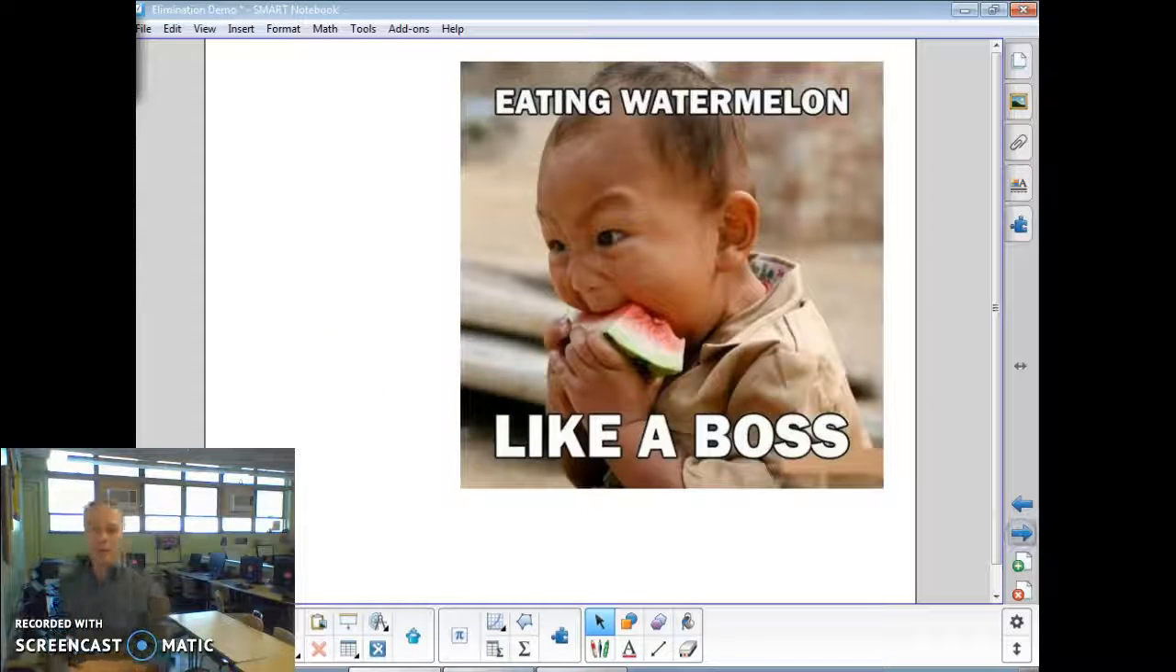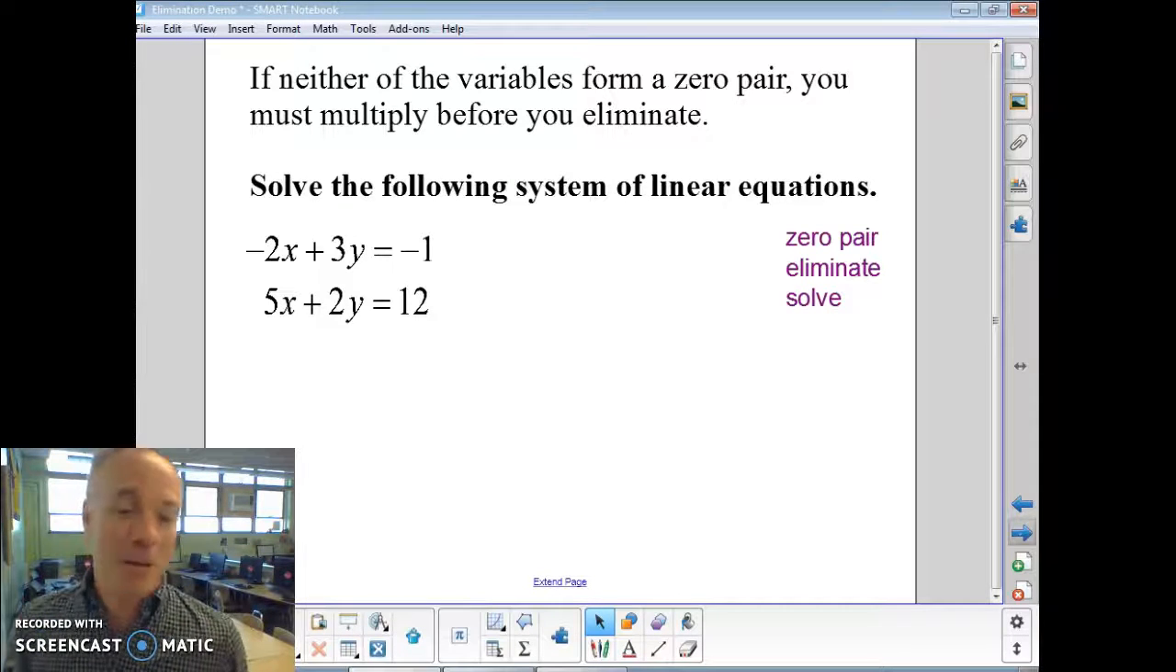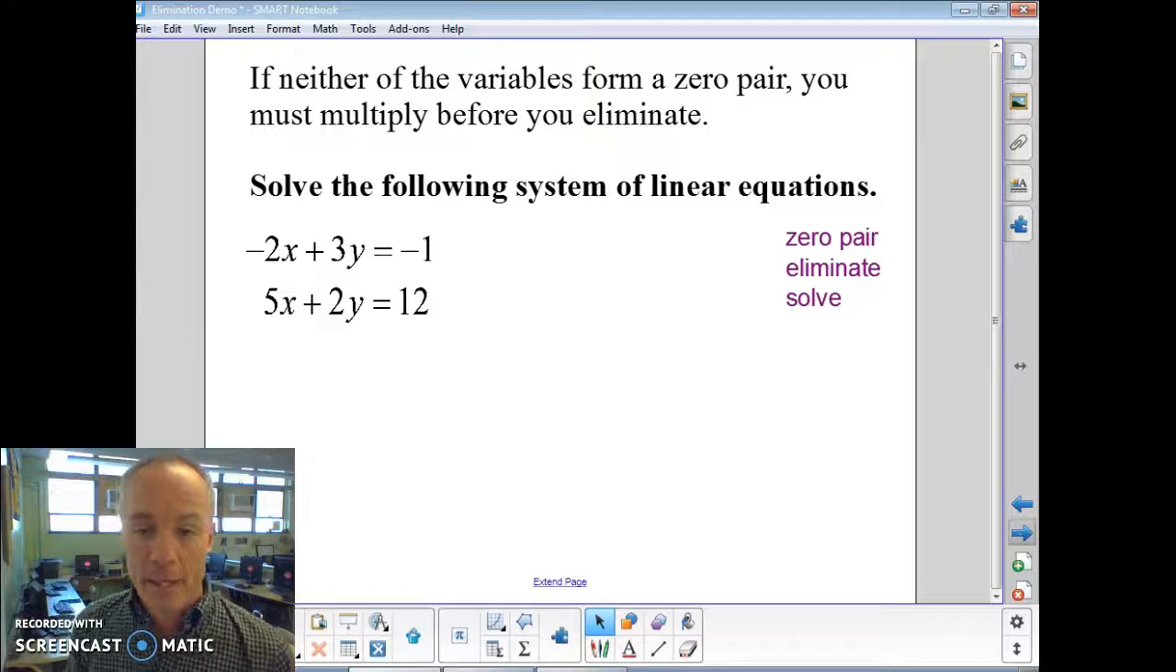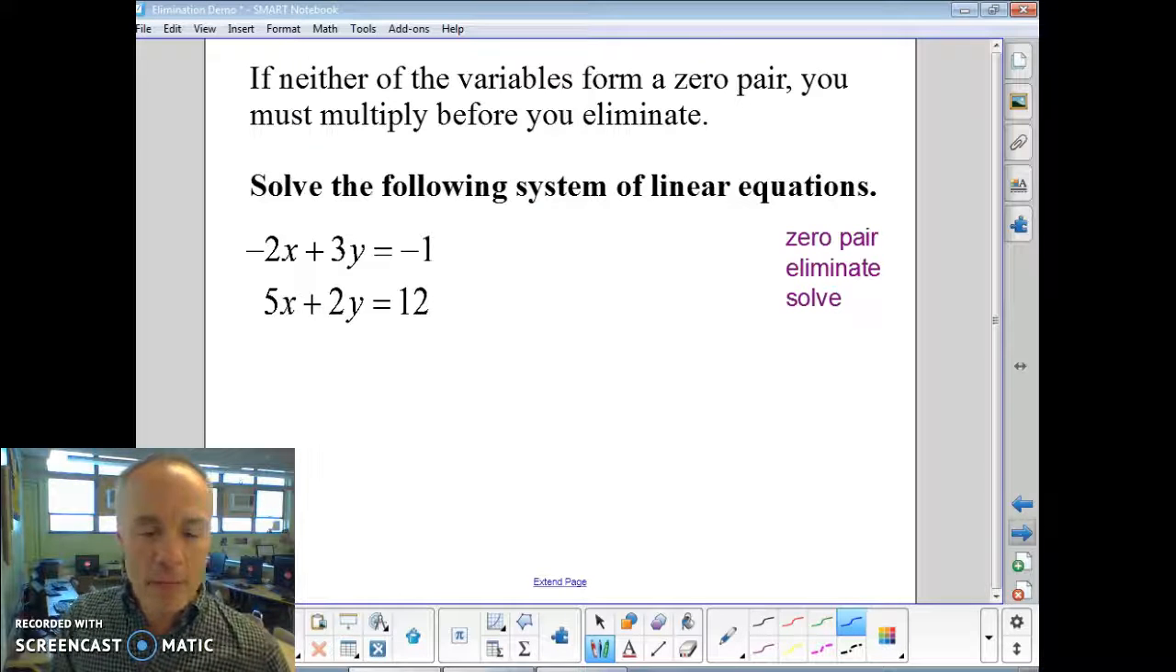Finally, one more example. If neither of the variables form a zero pair, you must multiply before. Okay, so sometimes in systems of equations, you're not going to have a zero pair staring you in the face. So here's the method to get it so that you do have a zero pair. Remember, I can do anything I want to an equation as long as I multiply both sides by that same thing, right? So I'll still have an equivalent equation.